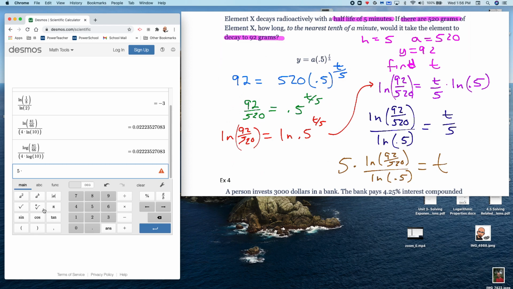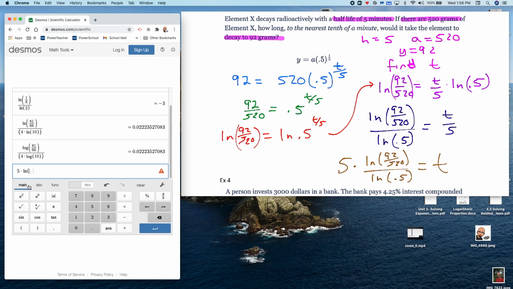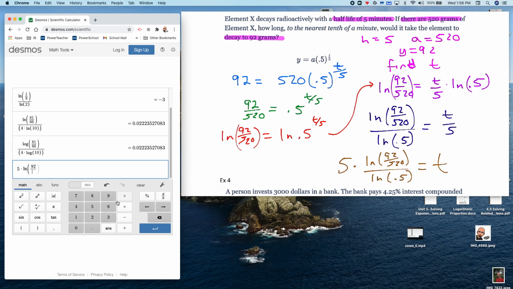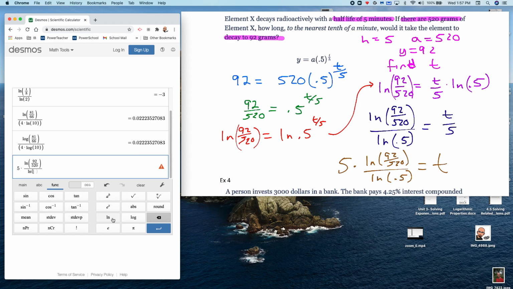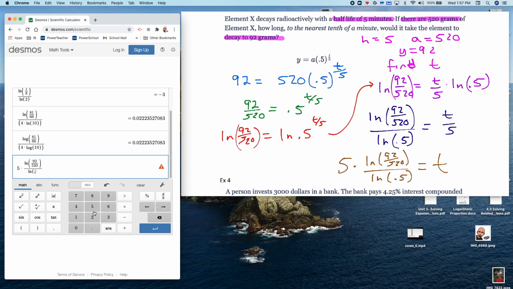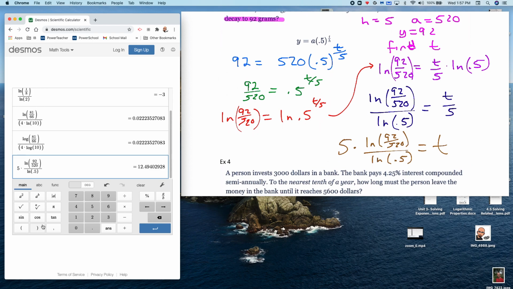times. Now I'm going to go to my function, type in natural log. I'm going to do 92 divided by 520. I'm going to close that parenthesis. Then I'm going to divide it by, and I'm going to do natural log 0.5. Close that parenthesis. There's my value, based on my calculator.